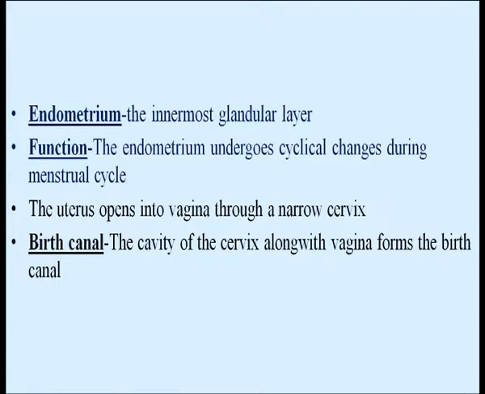The uterus opens into the vagina through a narrow cervix. And what is the birth canal? The cavity of the cervix along with the vagina forms the birth canal through which the child comes out. That is why it is called the birth canal.